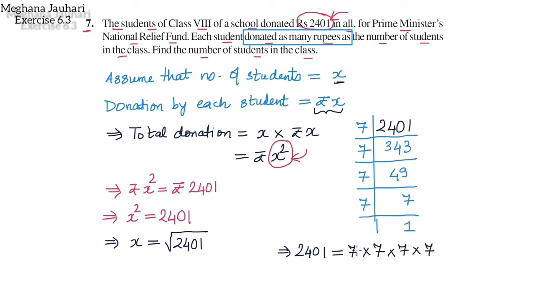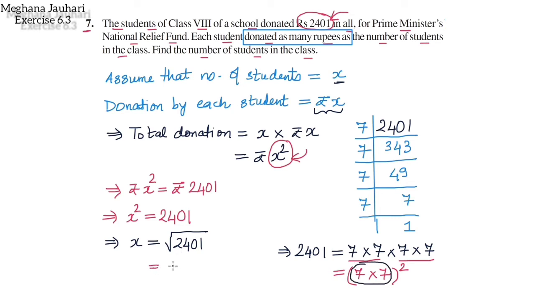Now what was our next step? Yes, we are going to split it into pairs. So now we can write it as 7 times 7 whole square, or we can take one number out of each pair. So our final result is that the square root of 2401 is equal to 7 into 7.